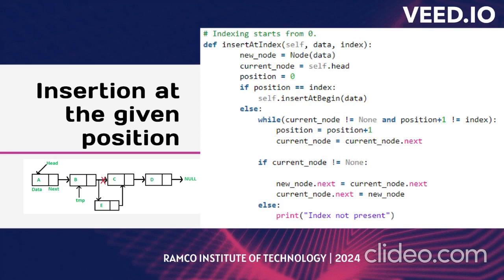Otherwise, new node dot next is equal to current node dot next. So there are two address changes. First, we make the new node point to the current node's next. Then the current node points to the new node, and then it will be properly linked in the linked list.